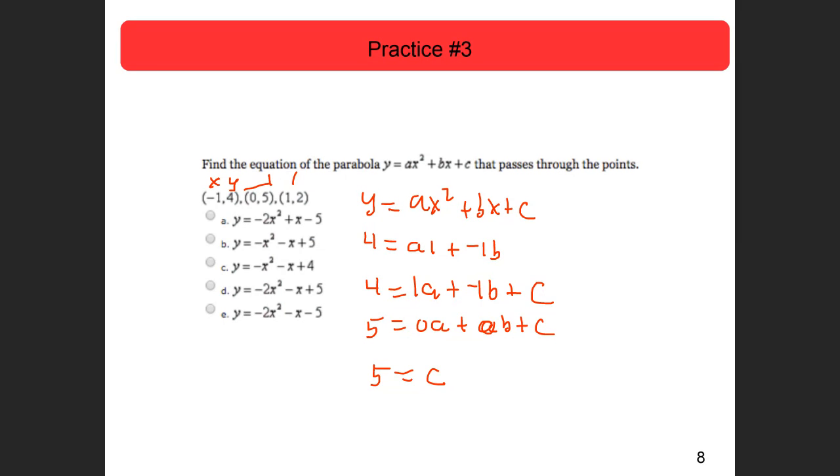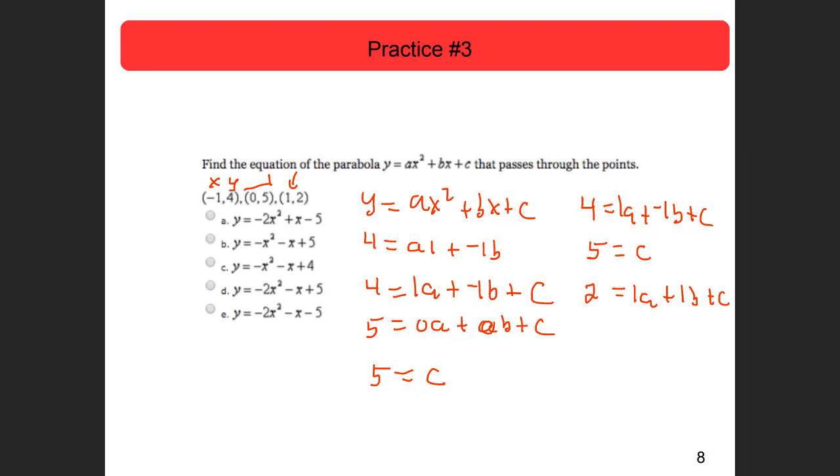And then my last equation, 1 and 2, so I put 2 in for y. So I'm just going to write my 3 equations over here. 4 is equal to 1a plus negative 1b plus c. And 5 is equal to c. I love this one because now we already know what one of our variables is. And then 1, 2, so I'm going to put 2 in for y. So this becomes 2 is equal to, and then if I put 1 in for x, that gives me 1a plus 1b plus c. So we already know what our c value is.